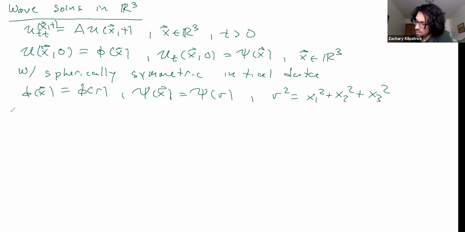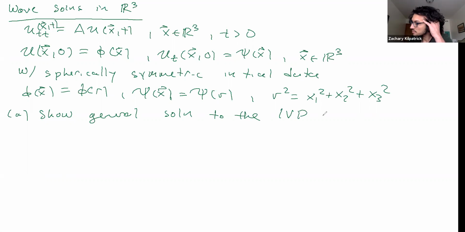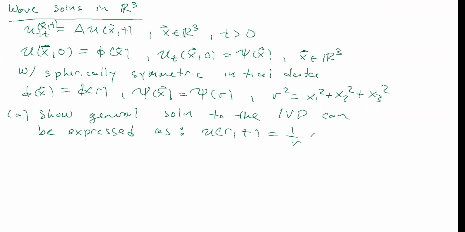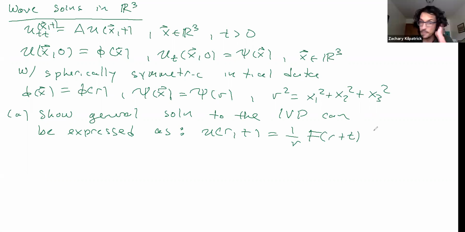So I'm going to pose a part A problem here, which is that I want you to show that the general solution to the initial value problem can be expressed as the following: u of r, t is equal to 1 over r times capital F of r plus t plus G of r minus t.